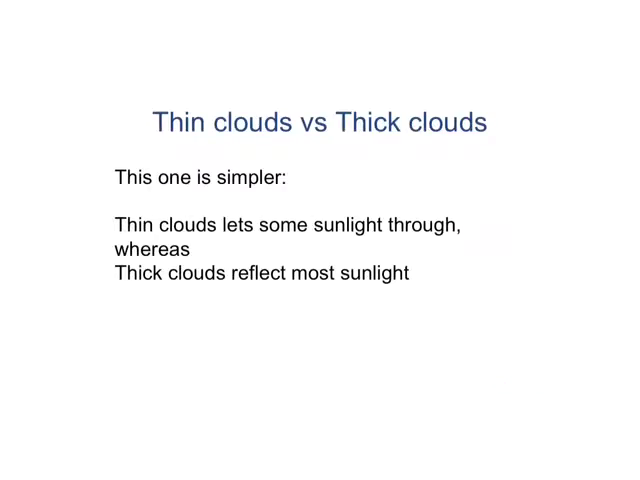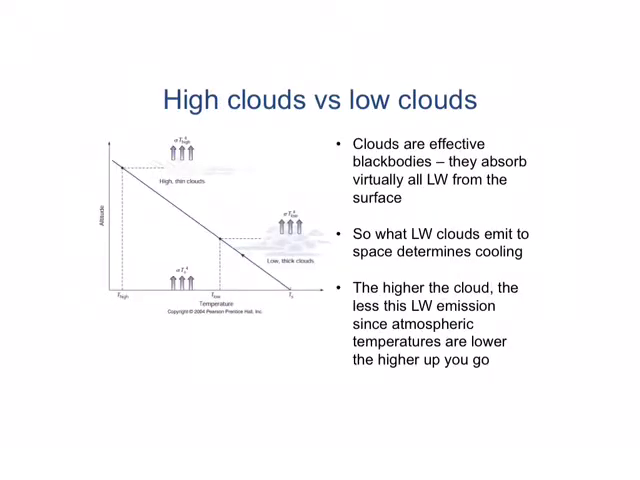The reason why thin clouds tend to warm the climate is that thin clouds do let some sunlight through. They're pretty bad at blocking incoming shortwave radiation, whereas thick clouds reflect the most sunlight. So in order to understand whether clouds have a net cooling effect or a net warming effect, we have to think about the fact that a lot of times the clouds that form at high altitudes are fairly thin, whereas the clouds that form at low altitudes are pretty thick.